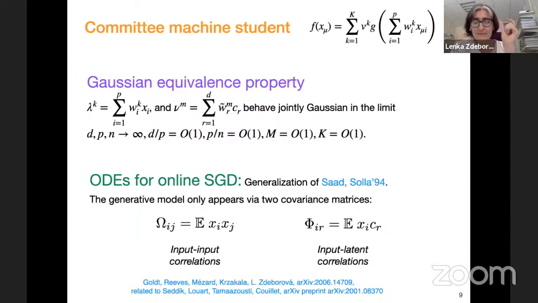and related works. The only property of the generative model that actually enters in these equations is the input-input covariance, this omega here, and the input-latent variables correlations, this psi here. So the correlations between the inputs x and the latent space coefficients c. It is the spectral densities of these two matrices that enter the equations. The equations look a bit non-intuitive and ugly, so I will not be showing you those.